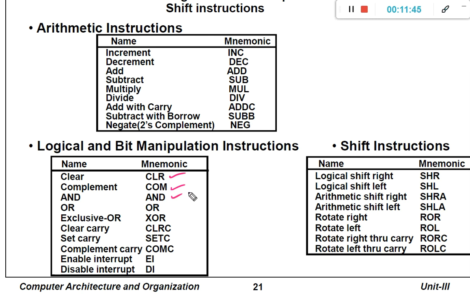AND is going to perform the logical AND operation. OR is going to perform the logical OR operation. Exclusive OR, XOR, is going to perform the logical exclusive OR operation. Clear carry is going to clear the carry bit. Set carry is going to set the 1 value to the carry bit. Complement carry is going to change the content of the carry bit. If it is 0, it will make it 1. If it is 1, it will make it 0.